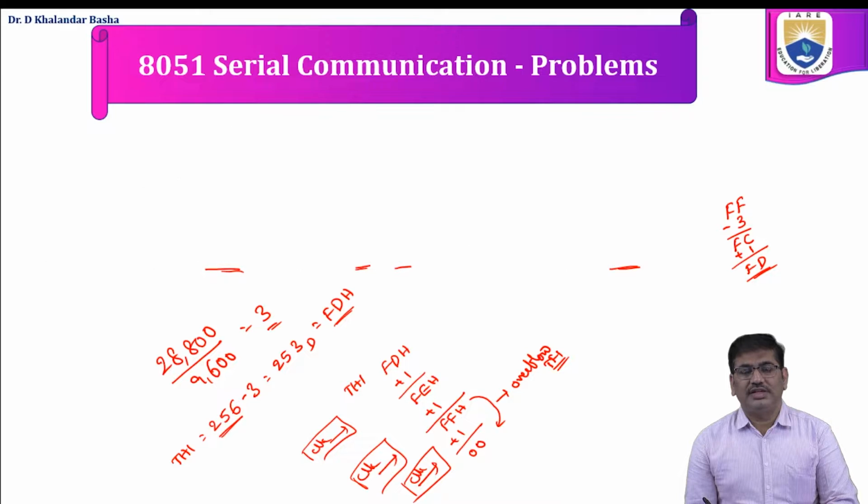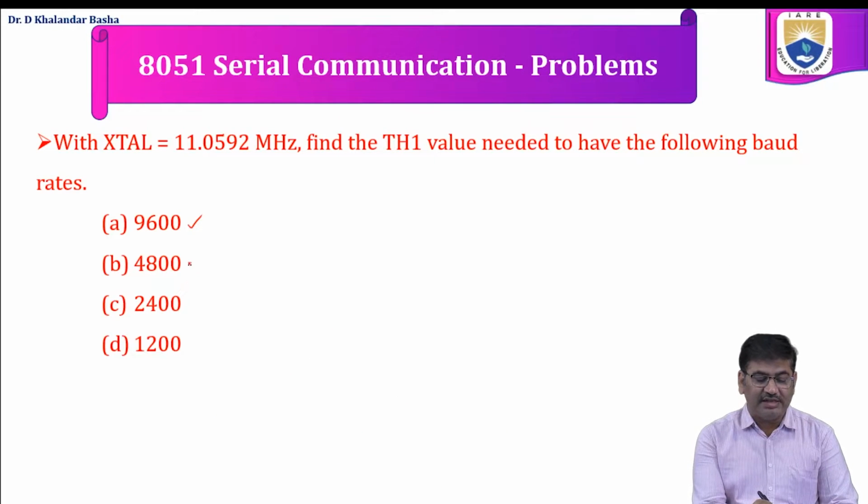Now we will move to the second case, where the baud rate which we require is 4800.